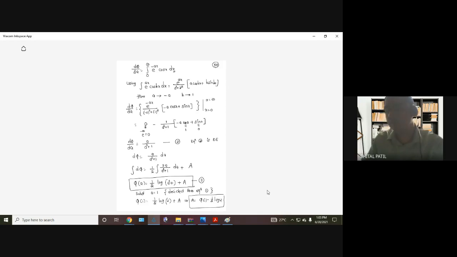Let's see what comes. Let me change the page. So till we obtain capital A, phi of 1 is half log 2. Now our aim is to get what the phi of 1 is.